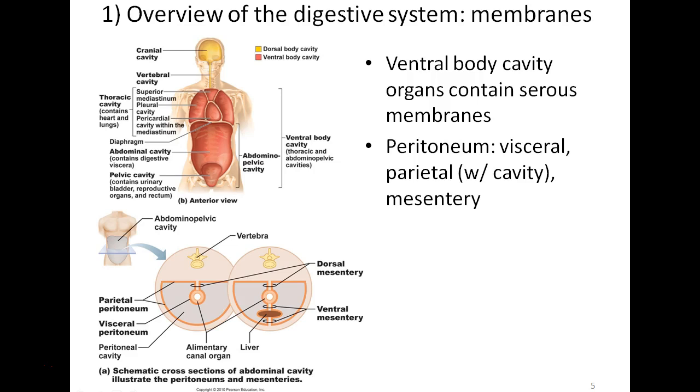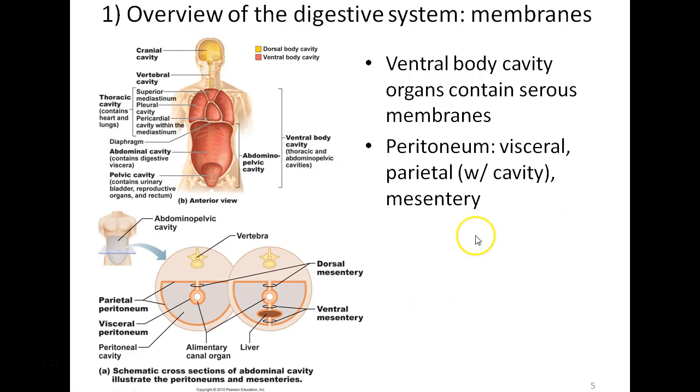At this point in our discussion of the digestive system, we're going to talk a little bit about membranes of this digestive system. In the upper left, as a review, we see that the human body has two main cavities, the dorsal and the ventral cavity. Here we're focusing specifically on this abdominopelvic cavity, which is in the larger ventral body cavity. Inside this cavity, we have various membranes, and we're going to be looking at some serous membranes of the abdominal cavity.